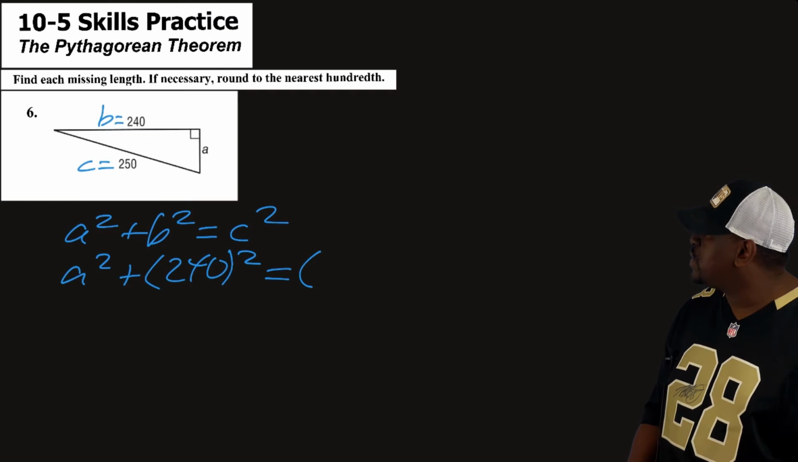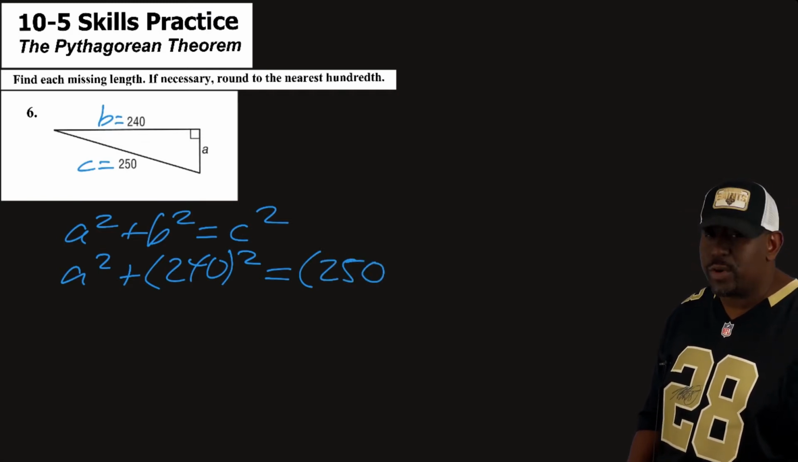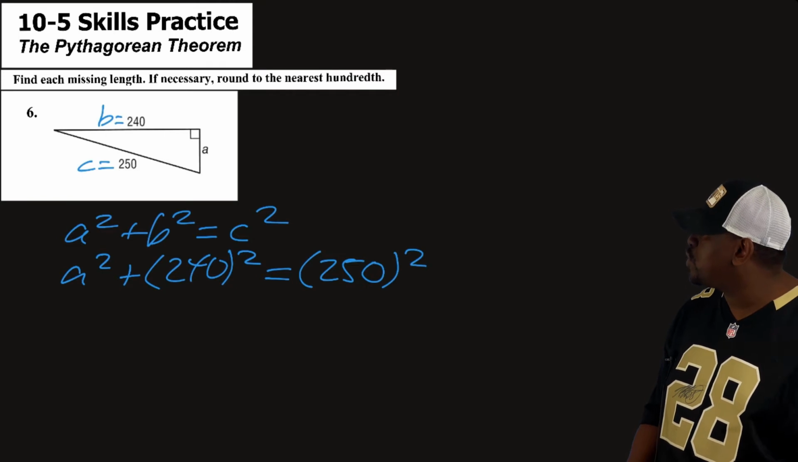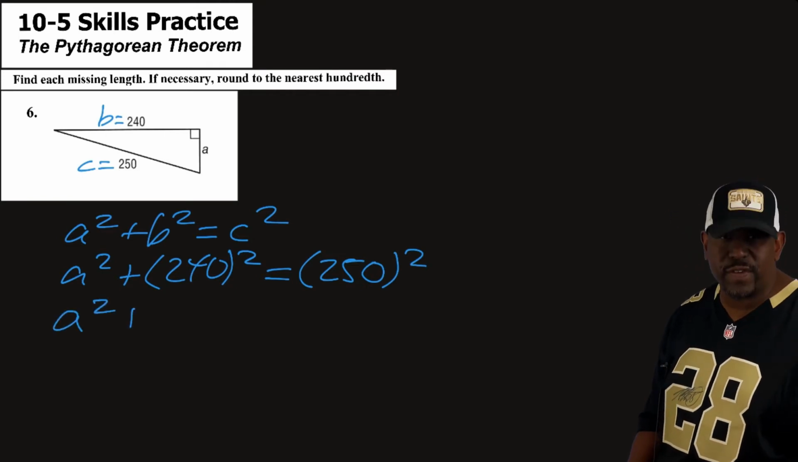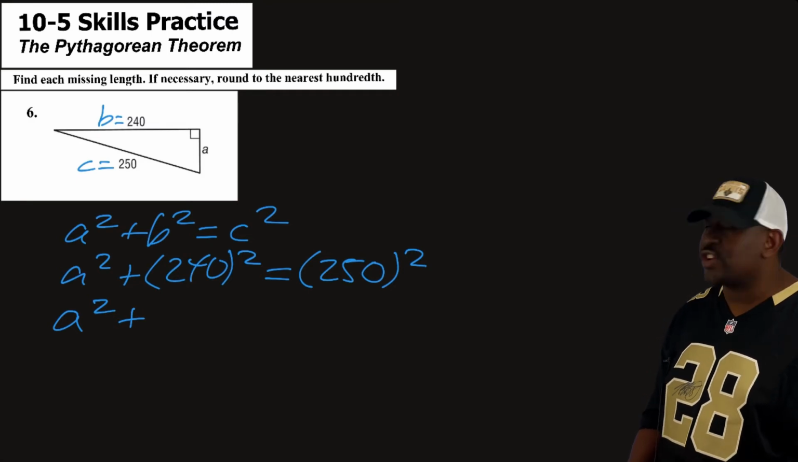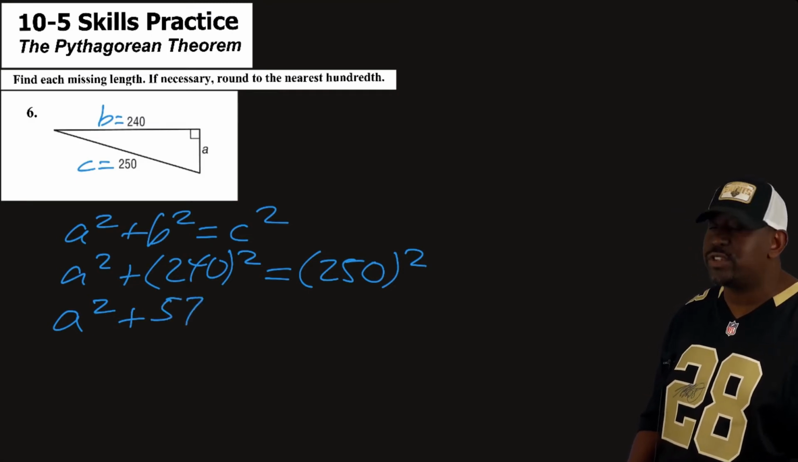So that's what we do. After we substitute in, we're going to square 240, we're going to square 250, and we're going to get what that equals. So again, you get your calculator out. You don't want to do this one in your head.